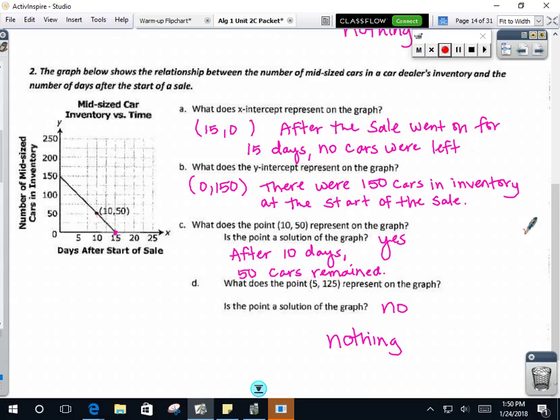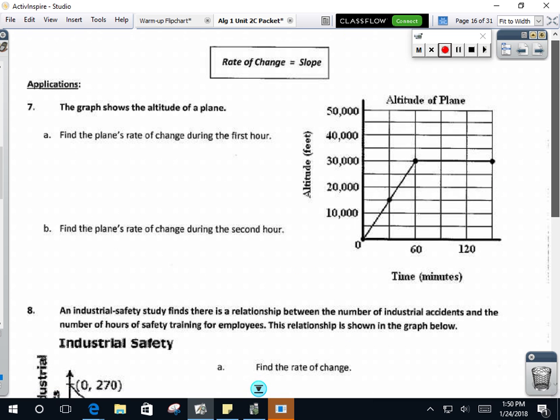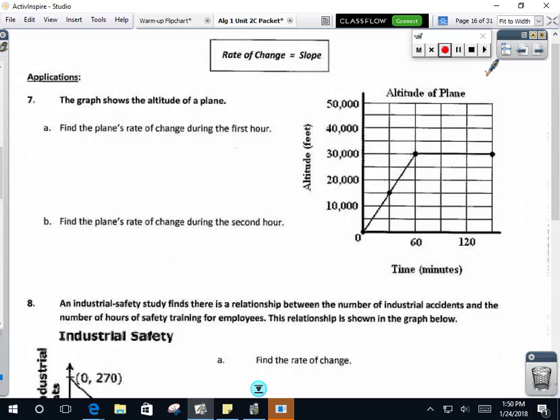Okay, now turn to page 15. All right, number 7, the graph shows the altitude of the plane, the height of the plane. They want you to first find the plane's rate of change during the first hour. Well, if you look over at the graph, the x-axis is time, but it's not in hours, it's in minutes. So for the first hour, we're looking from 0 to 60, correct? Well, how do you find rate of change? What is rate of change the same as?